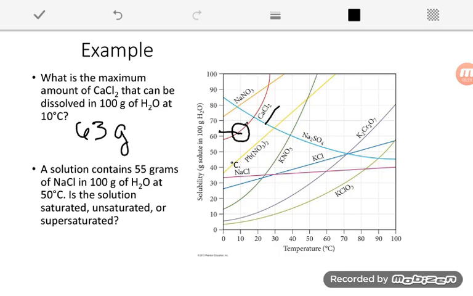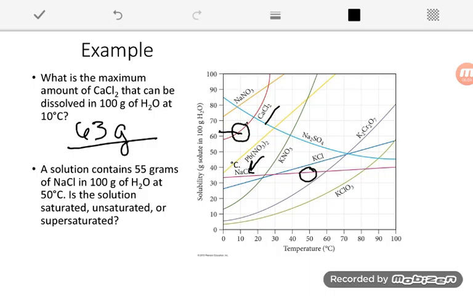So if I had less than 63 grams in solution, that would be an unsaturated solution. If I had exactly 63, that would be a saturated solution. And if I had more than 63, that would be supersaturated. But the saturated solution would occur at 63 grams. Okay, second question. A solution contains 55 grams of sodium chloride, so we're looking at sodium chloride right there, in 100 grams of water at 50 degrees Celsius. So let's look at the sodium chloride curve at 50 degrees Celsius, so circle there. Is the solution saturated, unsaturated, or supersaturated?